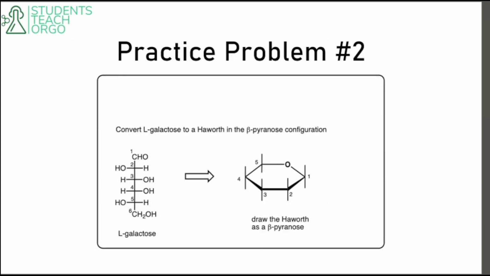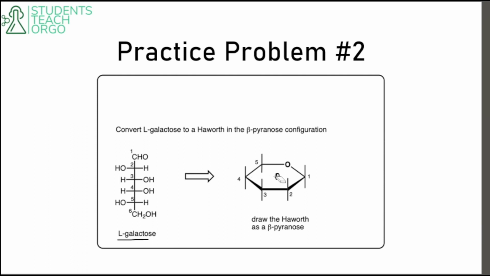So take some time and do this. All right. First things first, is this an L or a D sugar? Well, we're told it's L, but I would look here, and I know it's on the left, so it's L. Great. What does that tell me? Well, that tells me that on carbon number 5, I'm going to draw my CH2OH group pointing down.